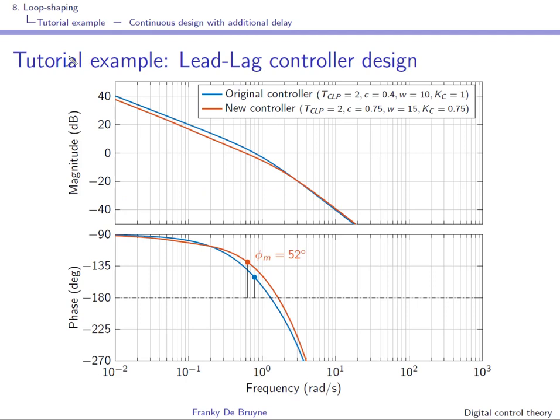So here you're looking at the loop gain L of S, which is P times C for the original controller, and that's the one coming from the original design without taking into account Ts/2, and for the new design. So you can have a look at here the crossover frequency, and this corresponds more or less to what we had specified, that the crossover frequency had to be 0.63 radians per second, and if you look at the phase margin you obtain here 52 degrees.